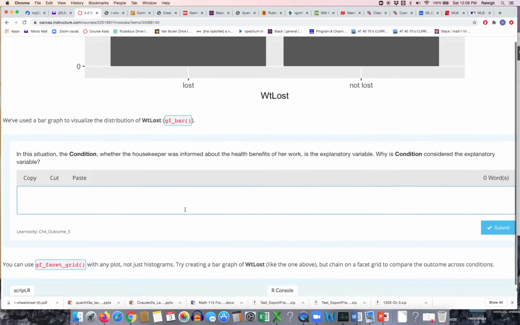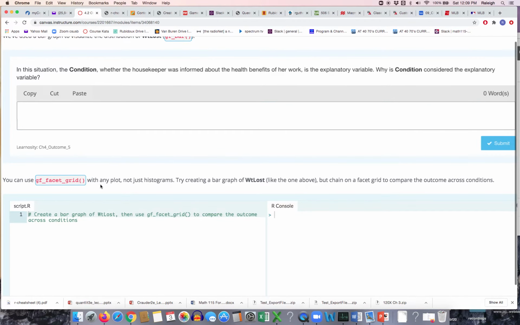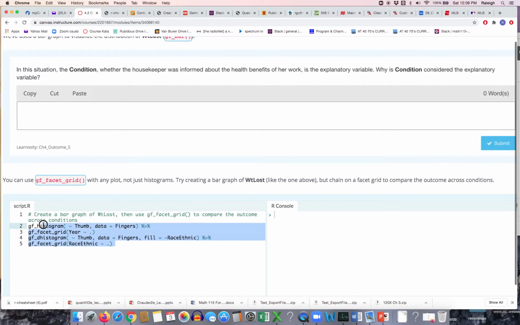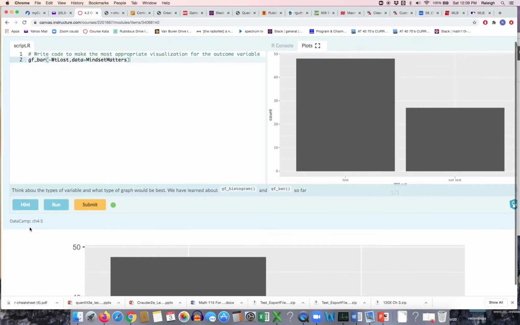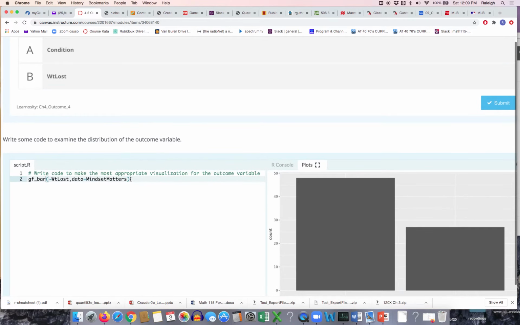So yeah, let's go to GF facet grid with any plot, not just histograms. Try creating a bar graph of weight loss, but chain on a facet grid to compare the outcome across conditions. So that's something we didn't do before. Let's see if we can copy what we just had. I've already got that stored. Oh, that's actually wrong, so I apologize. Let's go ahead and delete all of that. Let's go back and copy this part. Here we are, and get started with that.